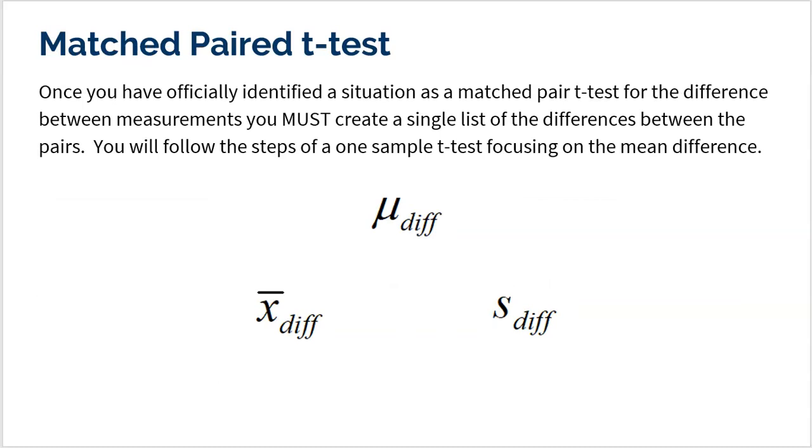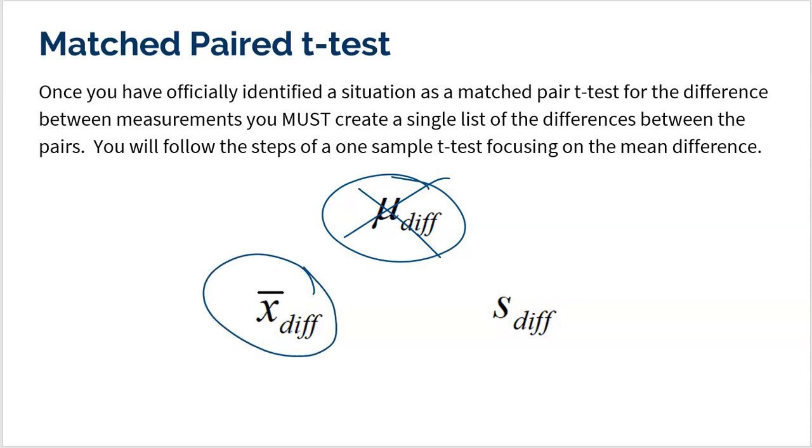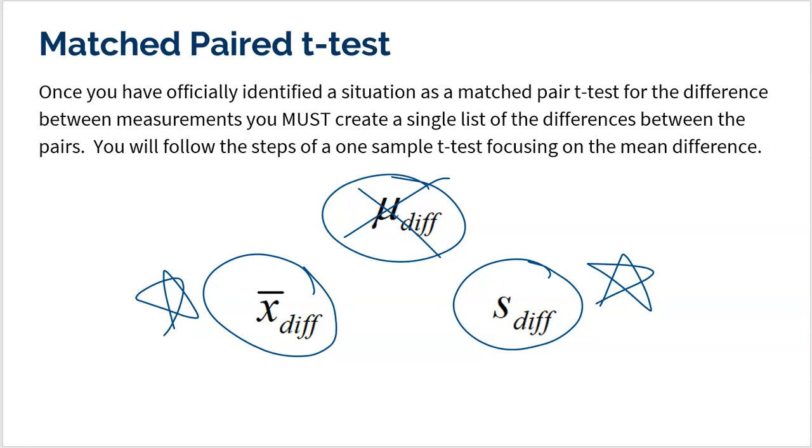So once you've officially identified a situation as a matched pair t-test for the difference between measurements, you must create a single list of the differences between the pairs. You will follow the steps of a one-sample t-test focusing on the mean difference. So keep in mind, we're trying to find the true mean difference. Well, we don't know that, right? We're trying to find it. We don't know what that is. What we do have is a mean of all of our differences in our sample, and we have a standard deviation of all those differences. Those are the two numbers, and to be honest, those are really the only two numbers you need to be able to solve one of these problems.